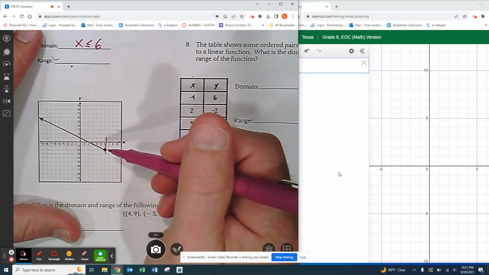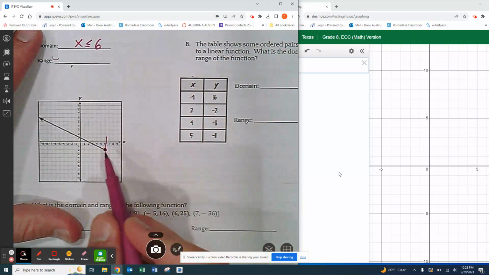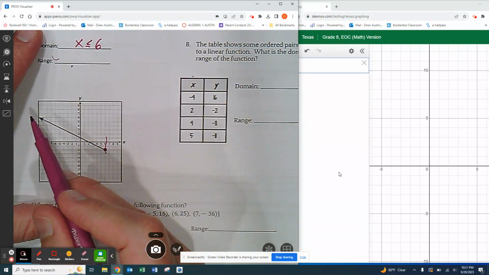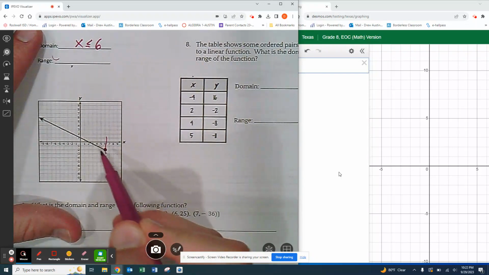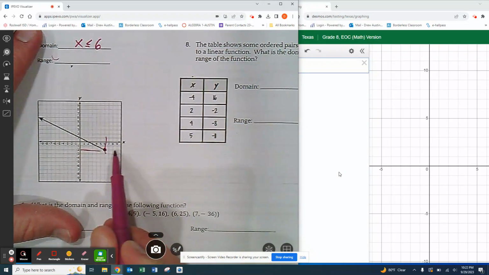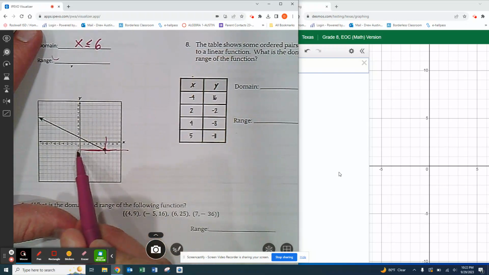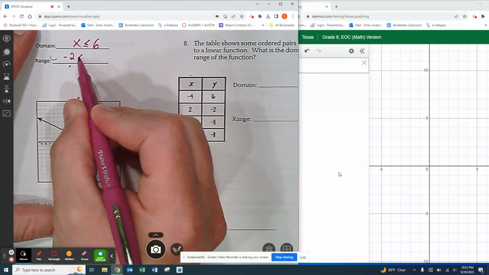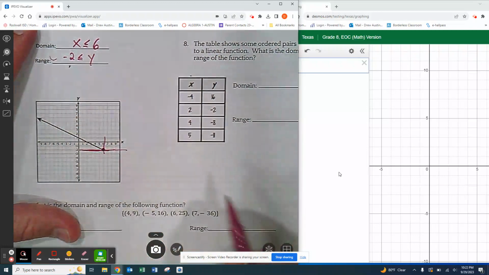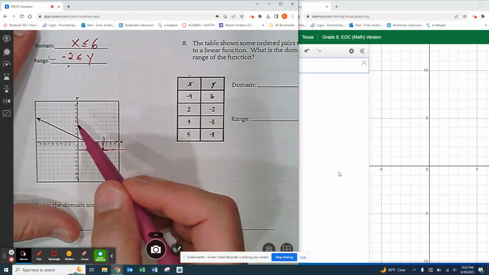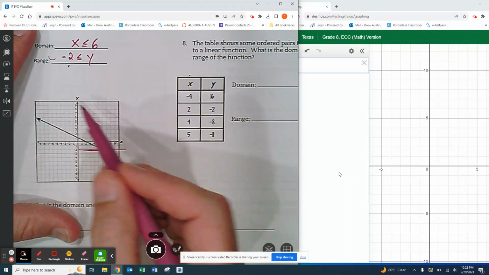I'm going to use this same logic to help with my range. But instead, this is actually going up. So therefore, this is talking about my lowest value on my graph, because it can't get below here, which happens to be -2. So I'm going to say -2 is less than or equal to y. And any value that is larger than -2 would work with my range.